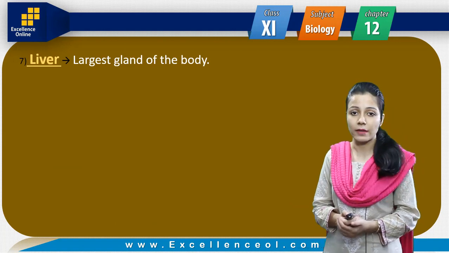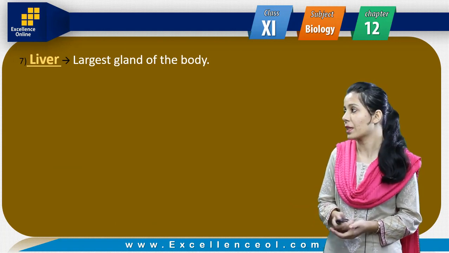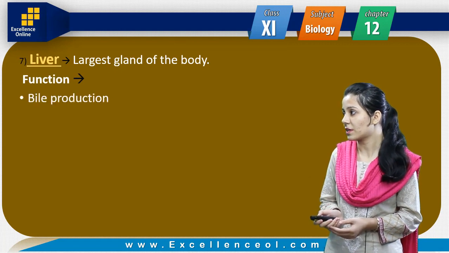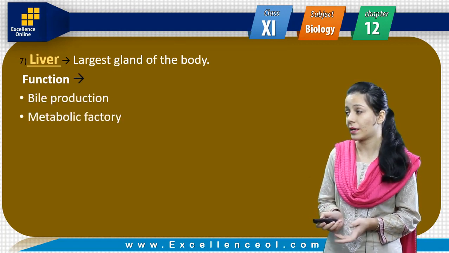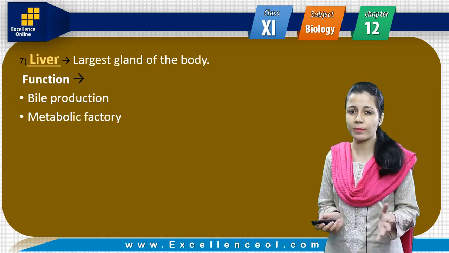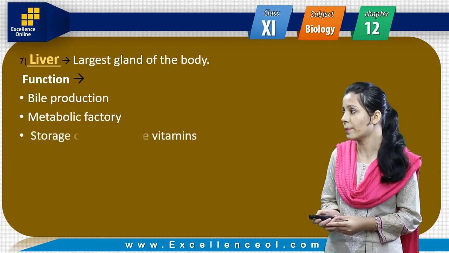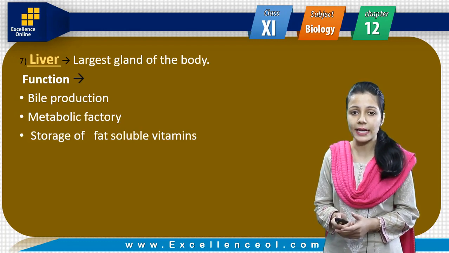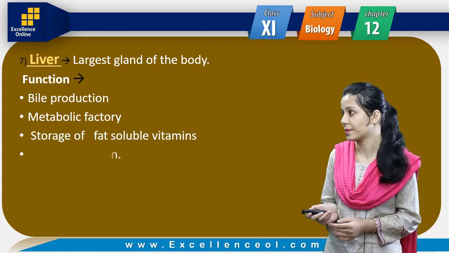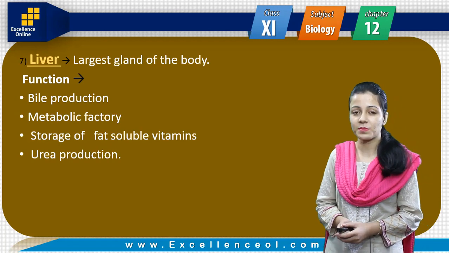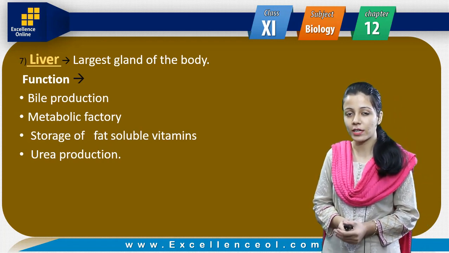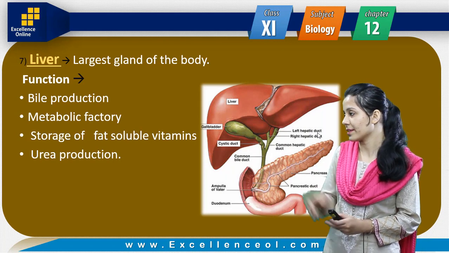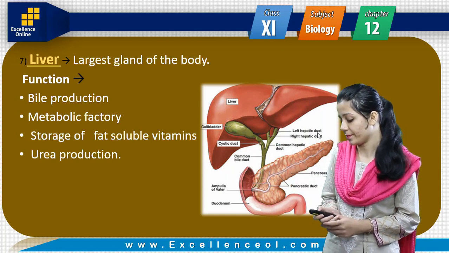Then we will discuss the liver, which produces bile. The liver is the largest gland of the body. The function of the liver is bile production. It is known as the metabolic factory because all the metabolism takes place in the liver. It helps in storage of fat-soluble vitamins, which are A, D, E and K. It also helps in urea production; basically it converts our ammonia into urea. This is the structure of the liver, and this green structure is known as the gallbladder.